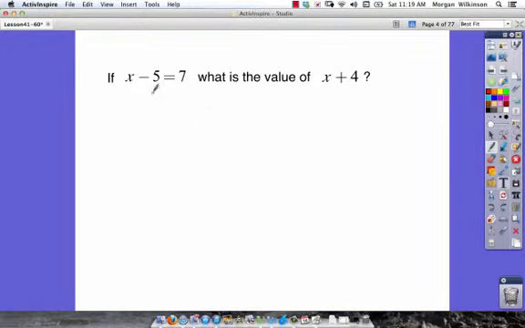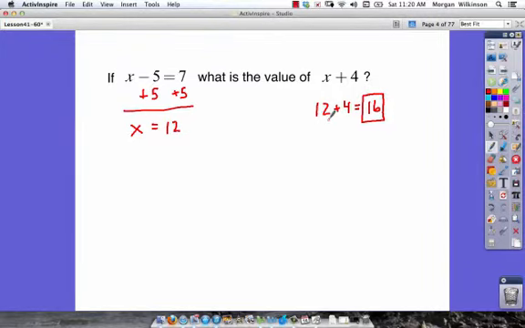If x minus 5 equals 7, what is the value of x plus 4? So, what value minus 5 equals 7? In order to do this, we could add 5 to both sides, and we could get x is going to be equal to 12. So we know that originally x must be 12 for this to be true. So x is the same thing over here. We're going to get 12 plus 4. And 12 plus 4, that's equal to 16. So we've got our final answer.